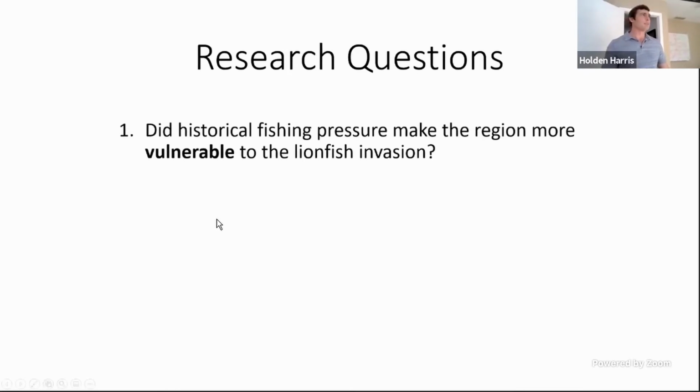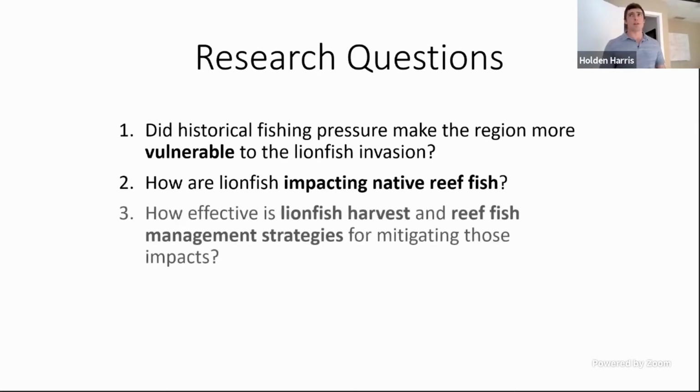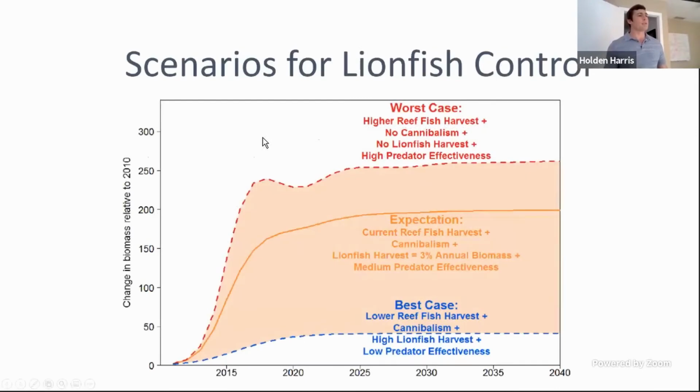And the model allowed us to ask some really germane research questions. We were able to look at whether historical fishing pressure in the Gulf of Mexico made the region more vulnerable to a marine invasion. We wanted to look at how specifically lionfish were impacting native fish, not just through predation, but through trophic effects and competition. And then look at different management strategies, both in terms of lionfish harvest and reef fish, and how we can manage those impacts.